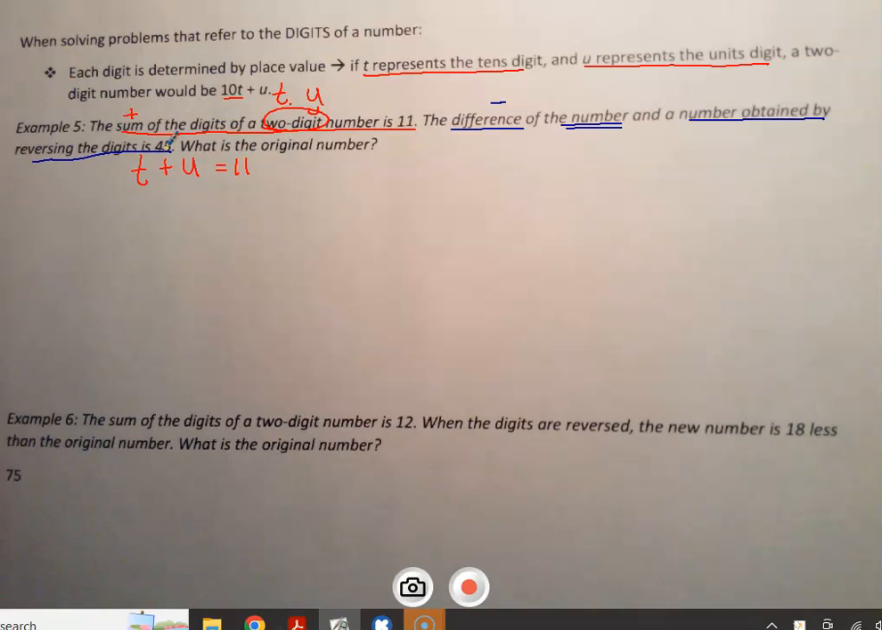So this time, the first one in red asks for the sum of the digits. This one is saying the difference of the number. So the number is 10 times t plus u. That's the number. So it's the difference of the number, now it's subtraction, and a number obtained by reversing the digits. Well, if we reverse the digits, it's going to be 10 times u plus t.